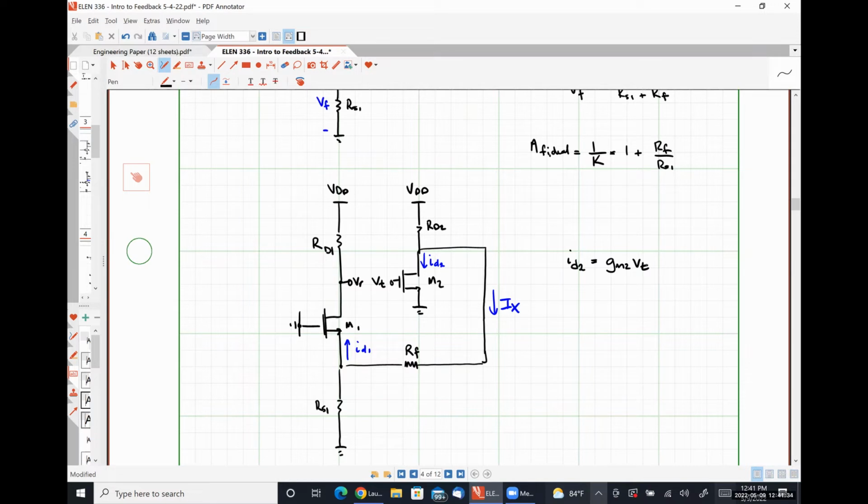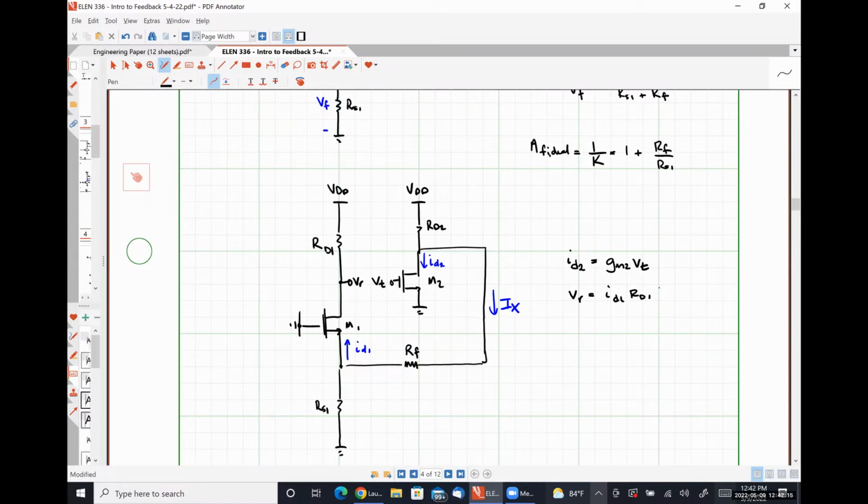Another thing that we can hopefully easily see is that our return voltage, VR, is simply ID1 times RD1. The voltage drop from here with respect to ground is just the voltage drop over RD1 when this is an AC ground. All right. So the question then becomes, how do we take into account what's going on in the feedback portion?